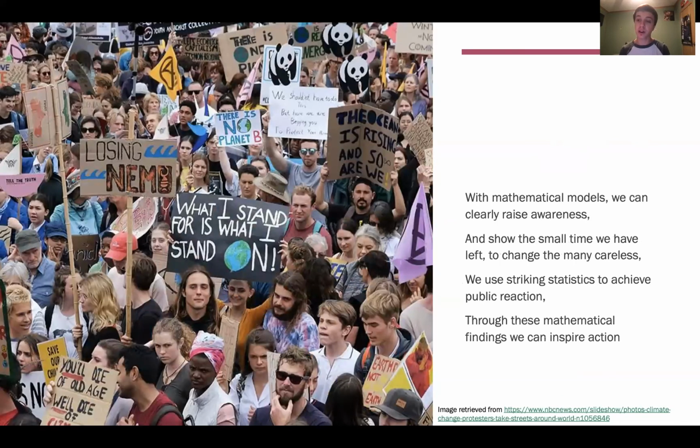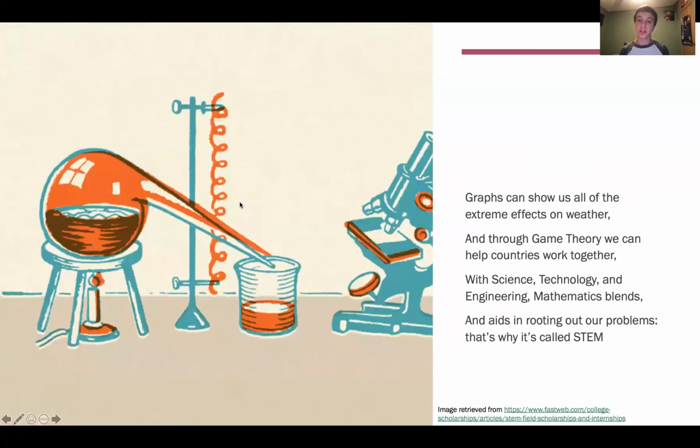With mathematical models, we can clearly raise awareness and show the small time we have left to change the many careless. We use striking statistics to achieve public reaction. Through these mathematical findings, we can inspire action. Graphs can show us all of the extreme effects on weather, and through game theory, we can help countries work together. With science, technology, and engineering, mathematics blends and aids in rooting out our problems. That's why it's called STEM.